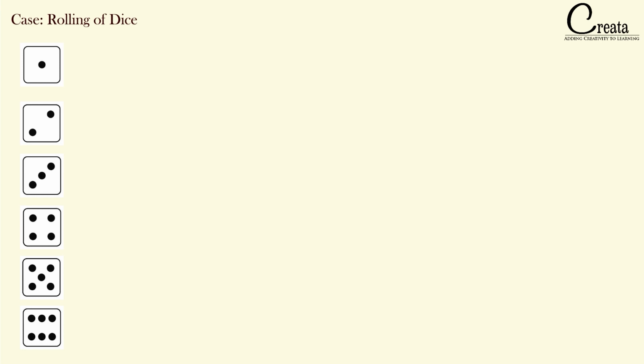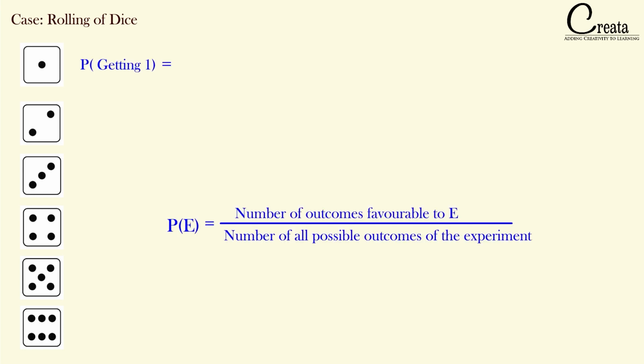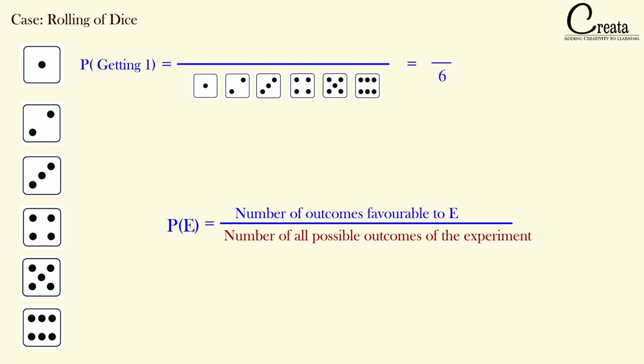The probability of getting the number 1 will be, let's start with the denominator. In the denominator, the total outcomes of the experiment are 6. That is, whenever we roll the die, we will get a total of 6 outputs, or 6 events. All the 6 events will come in the denominator. And what will come in the numerator?